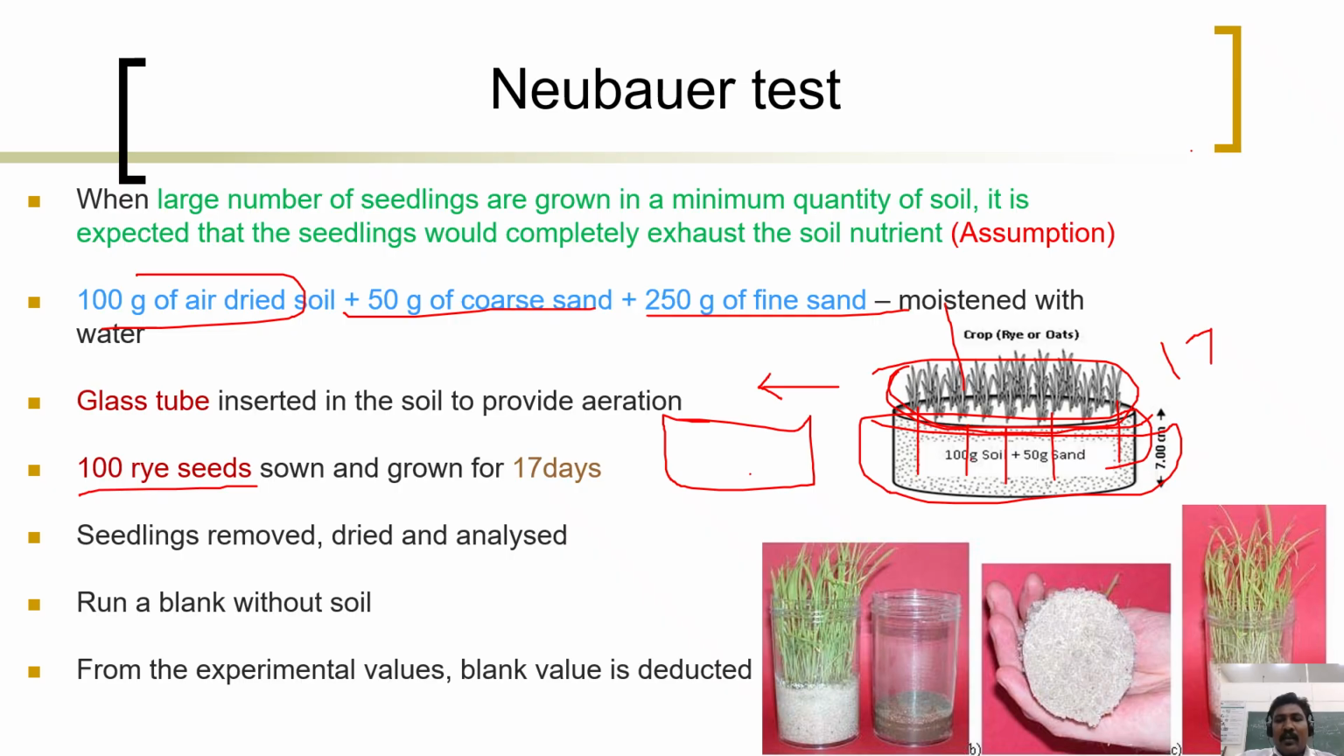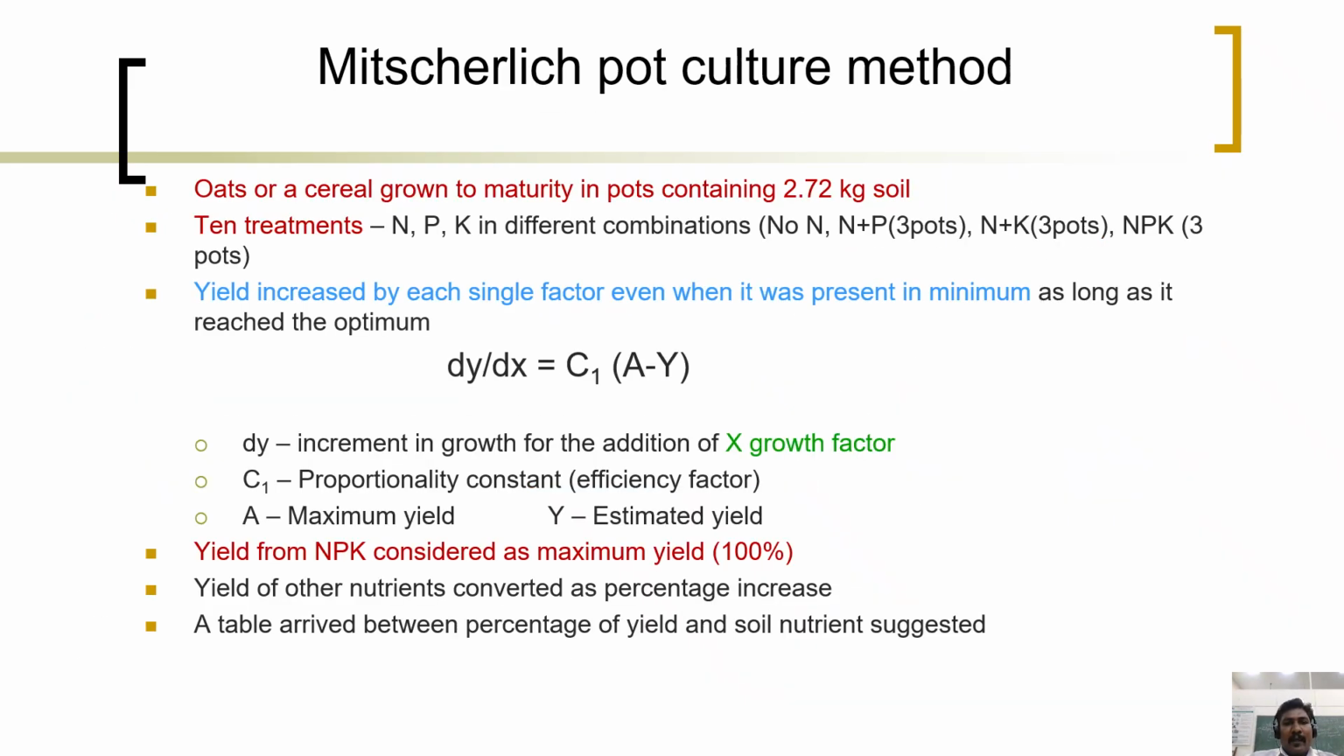Okay. So finally, when you deduct this value from this value, you will get the exact amount of nutrient concentration contributed from the soil.